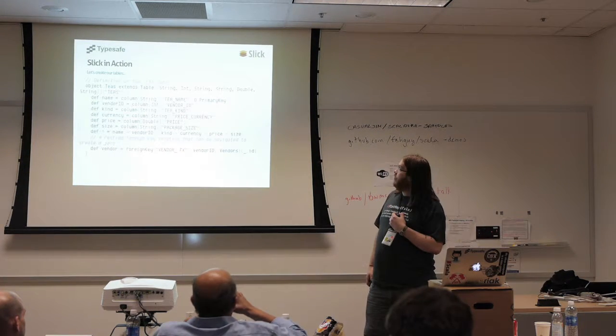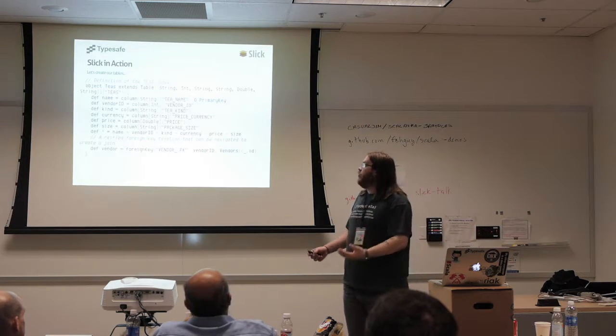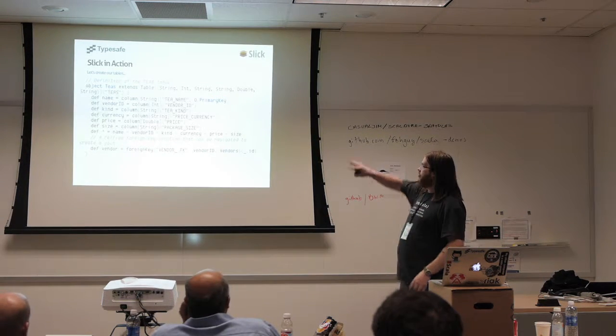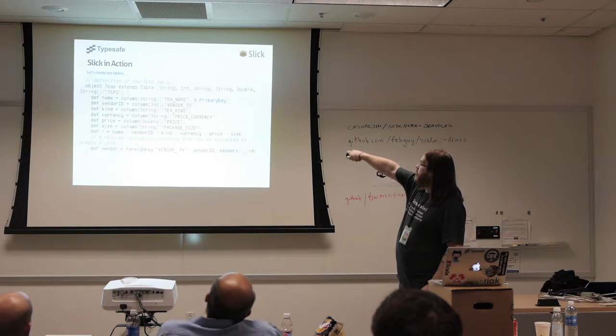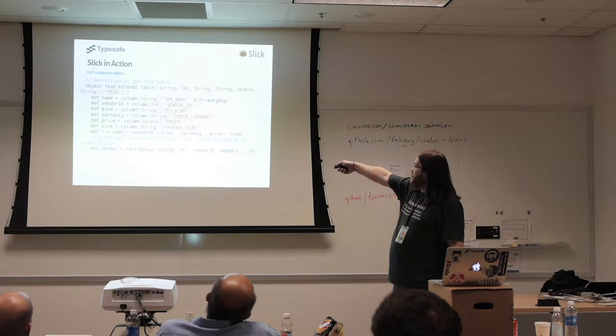So let's look at our T's table. And again, we have object T's, it extends table with our types, and we have our table name. Now obviously everything else is fairly similar here. We've got our primary key, we've got our star.